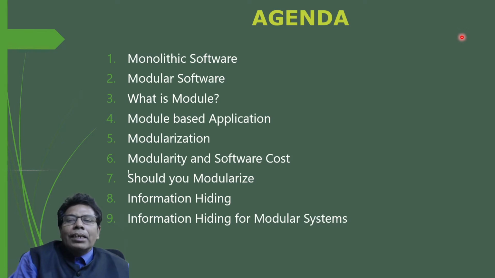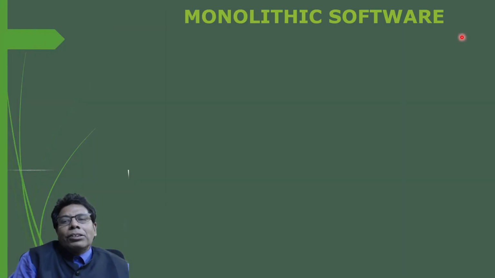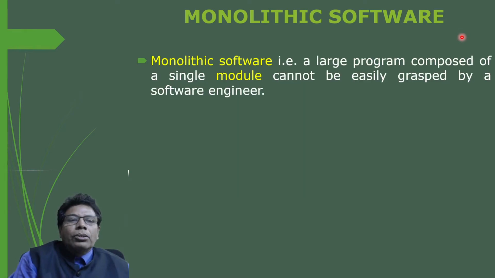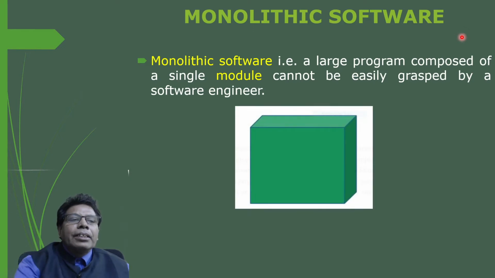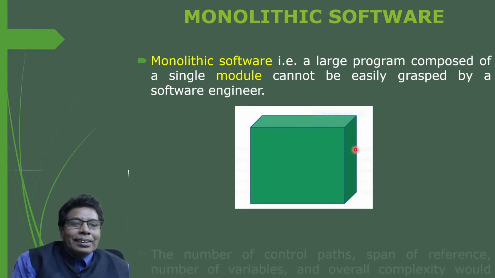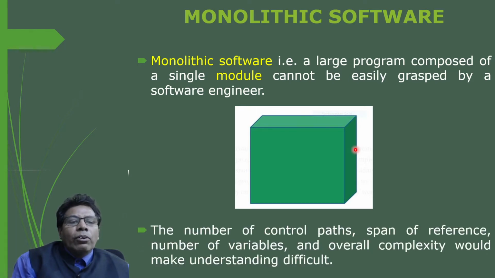So let us start with the monolithic software. Monolithic software is a large program composed of a single module. So it cannot be grasped by a software engineer. That means it is very difficult to understand that software. You can see here in the figure, this is a monolithic software. It consists of only a single module. So all the variables, then control paths and the references and overall complexity will make the understanding very difficult. So it is very difficult to easily grasp this monolithic software.